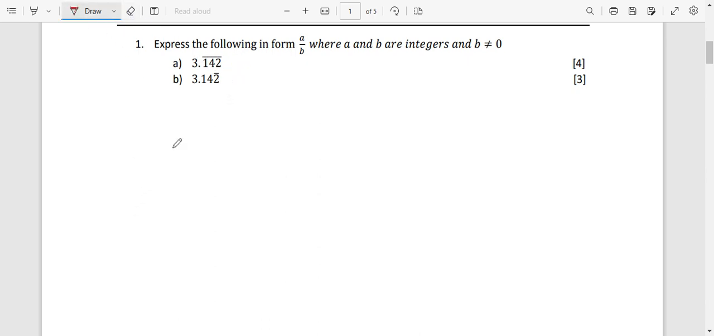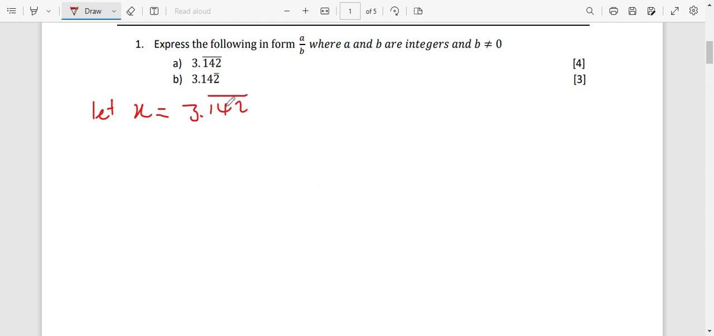So when you want to show that a number is rational, or when you want to express a number in the form a over b, the first thing is to let it be equal to some letter. All right, so I'm starting with x. So let x be equal to what you've been given, 3.142 repeating.